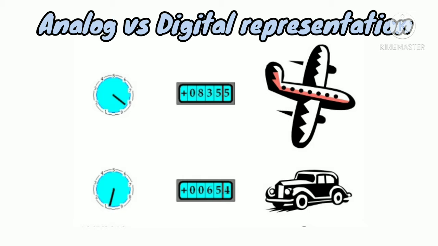Analog versus digital representation. An analog signal is a continuous signal that represents physical measurements. Digital signals are time-separated signals which are generated using digital modulations. An analog signal uses a continuous range of values that help you to represent information. Digital signals use discrete 0 and 1 to represent information.